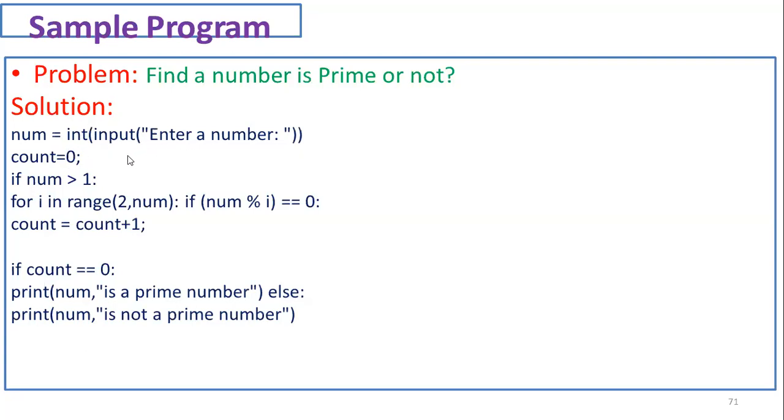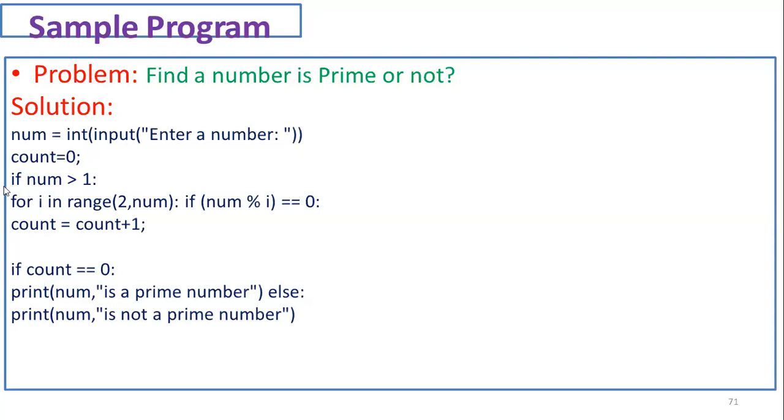So here you will get the value, and it will display the text "enter a number". count equal 0. What is count? It is a variable which I am assigning as 0. Now if the number which I am getting by input is greater than 1, here I am using a for loop: for i in range.